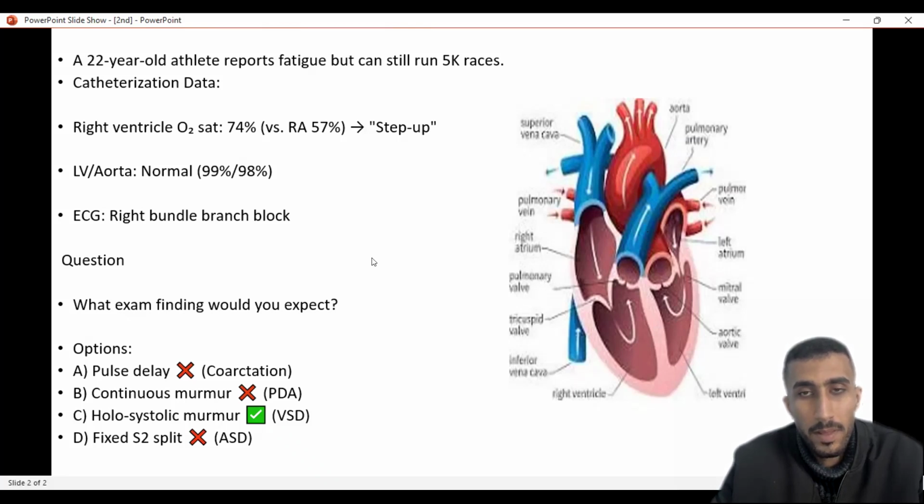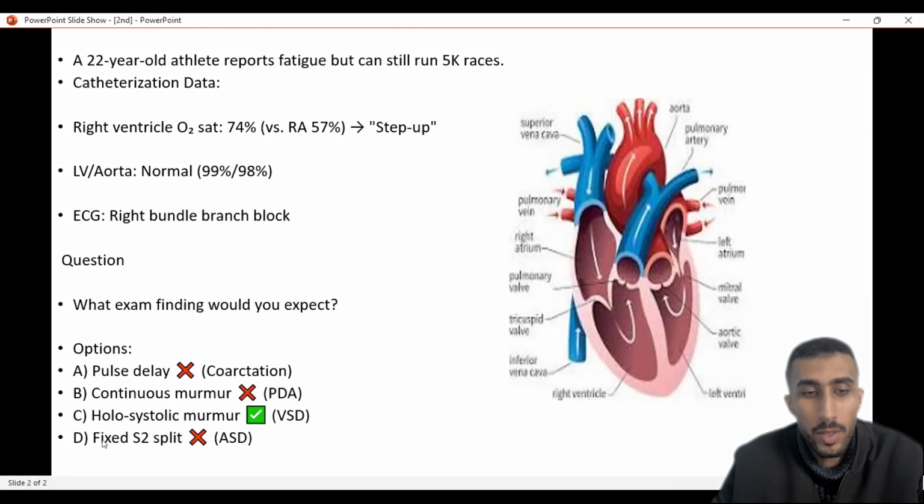So this is for our options. The pulse delay refers to coarctation of the aorta. Again, no step up of oxygen saturation. Continuous murmur is the murmur of patent ductus arteriosus. It causes a step up of oxygen saturation between the pulmonary artery and the right ventricle. Third option, which is the correct option, holosystolic murmur, the murmur of the VSD, shunt between the left ventricle and the right ventricle, step up of oxygen saturation between the right ventricle and the right atrium.